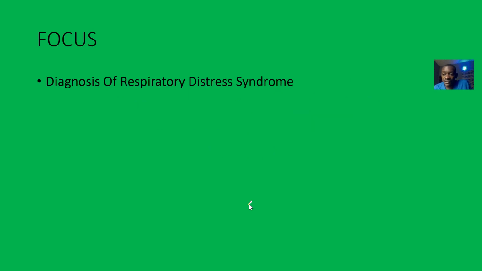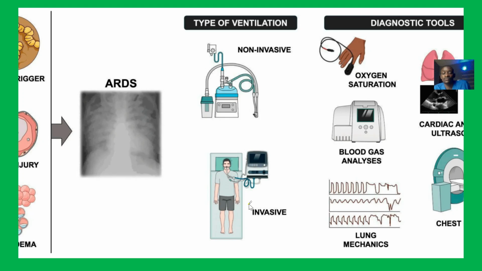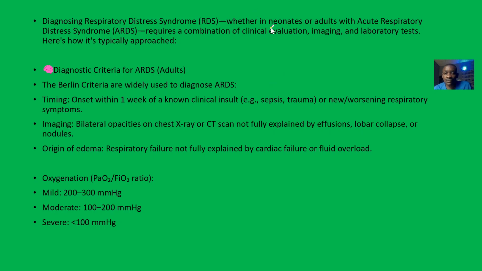So diagnosis of respiratory distress syndrome is what we got here. So let's quickly look at it. Whether it's occurring in newborns or in adults, you use a lot of things, you combine a lot of things to actually diagnose.